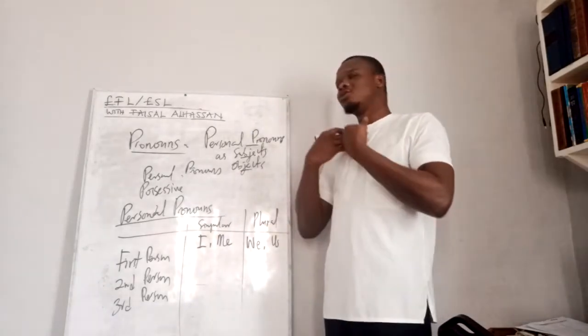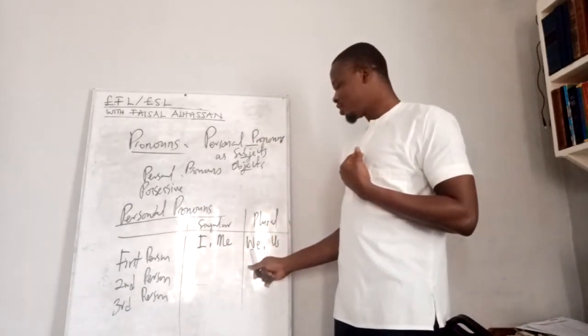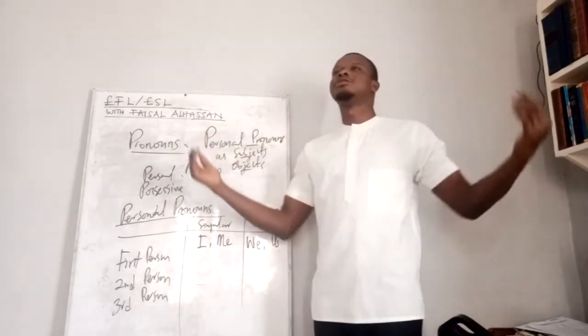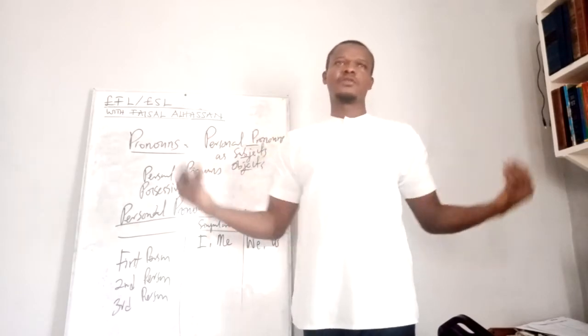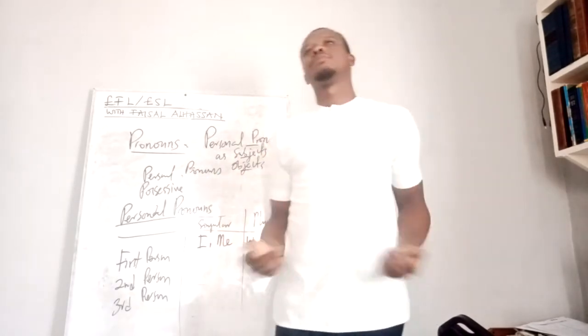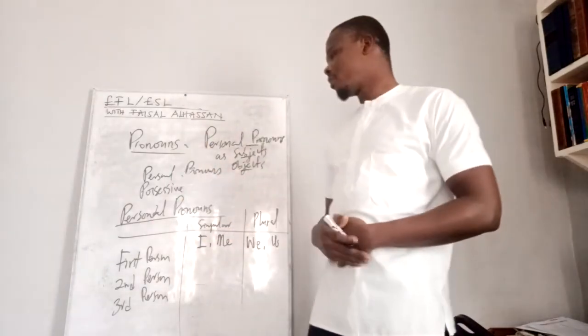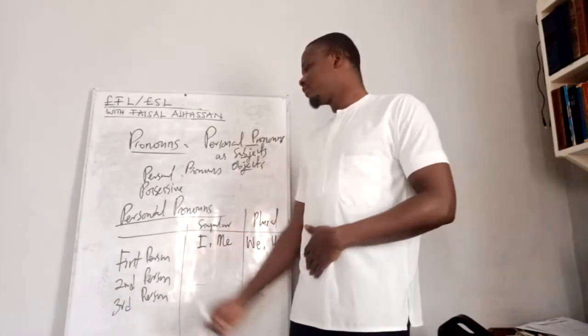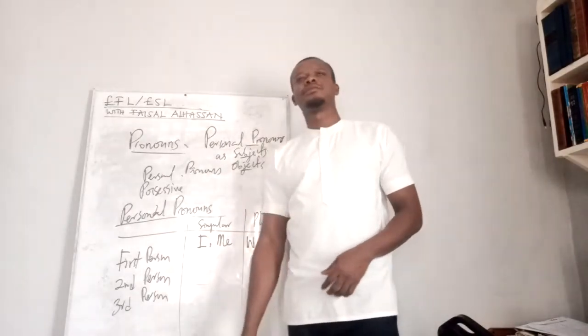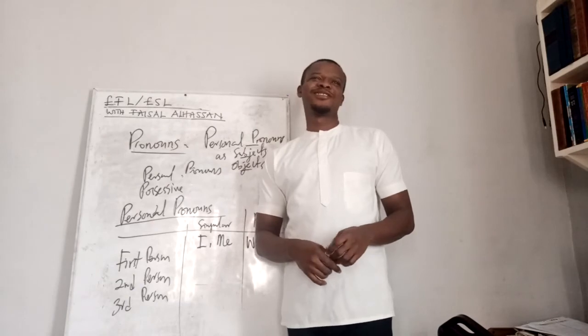I and me, you alone, and then we and us if you are considering yourself as being part of a group, whether two or more. So that is the first person. What about the second person? Who is the second person?